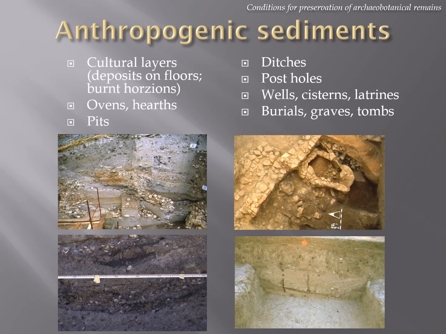Here are some examples of anthropogenic sediments. Archaeobotanical remains generally are found in structure-related deposits, either from deliberate human action, as for example storage of grains in pits, or in disposing of rubbish, or they may result from indirect processes that are not intentional, such as silting of ditches. Negative features like pits, vessels, and so forth can also become filled after their abandonment, what is called a secondary fill.